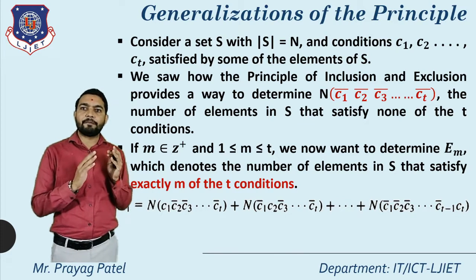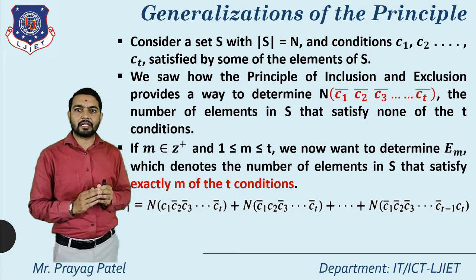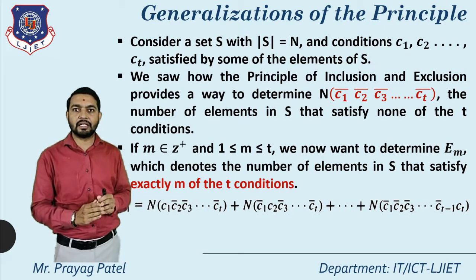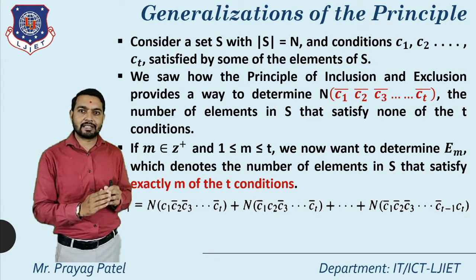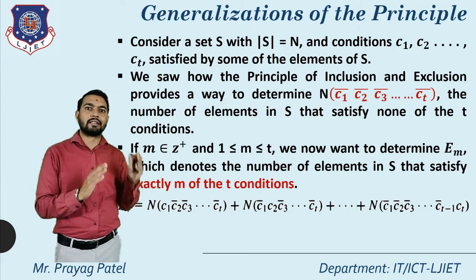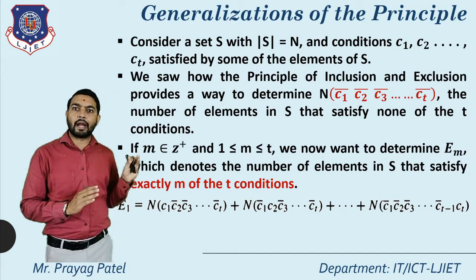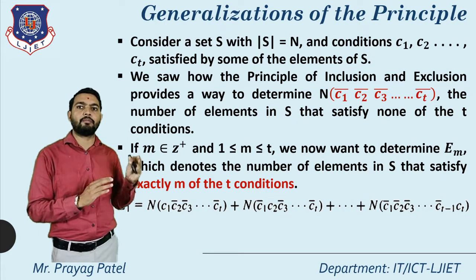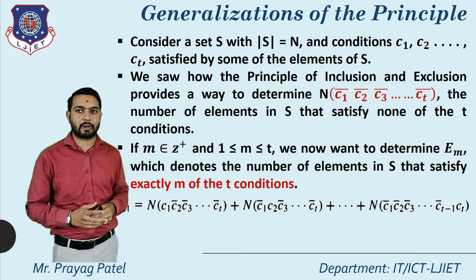That means in the first term only C1 is satisfied, exactly C1. In the second term exactly C2. In the third term exactly C3. Up to the last term, exactly Ct. So the addition of all these is considered as exactly one of the t conditions being satisfied.